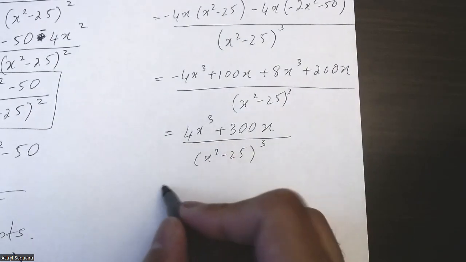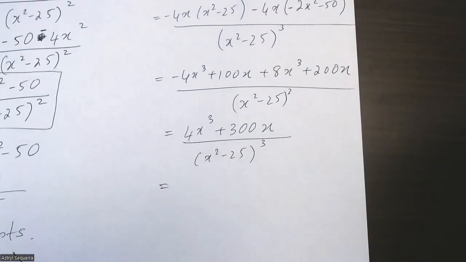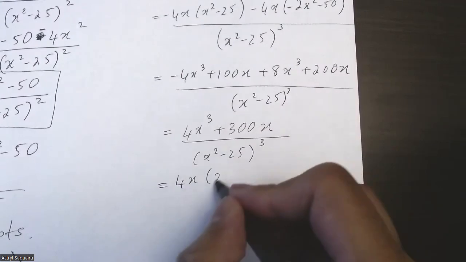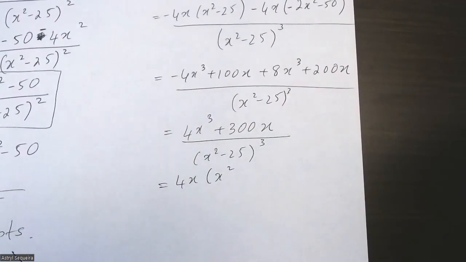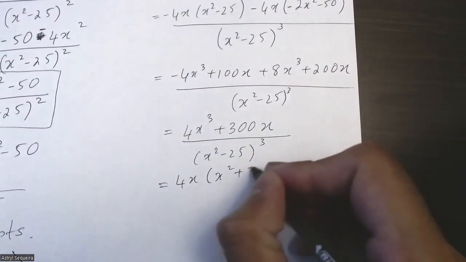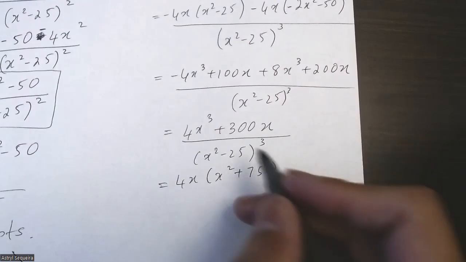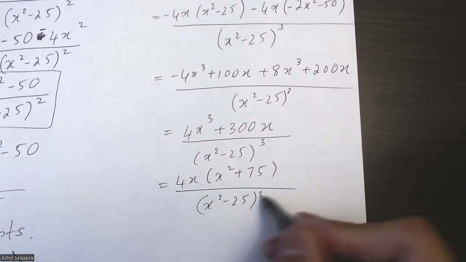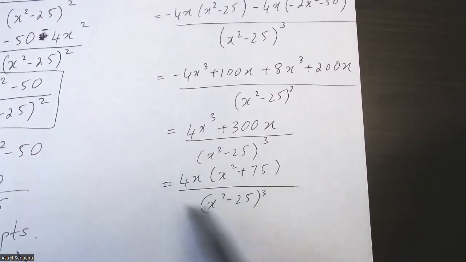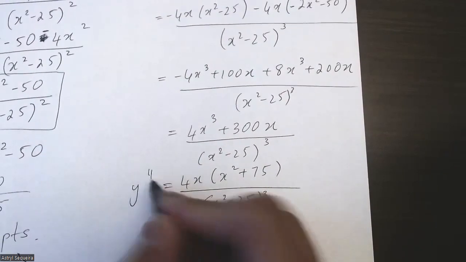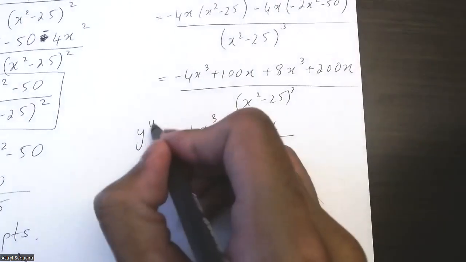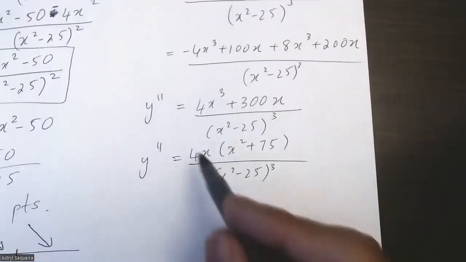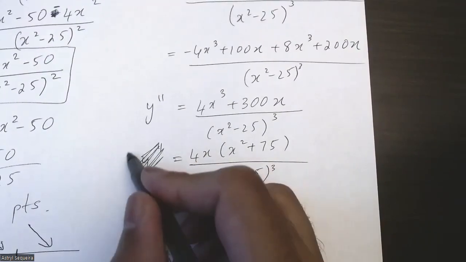Again, common factor out probably a 4x here. I think 300 divided by 4 is 75, but I'll double check that. Yep, it is. So this is my most derived equation, I guess. I factored a bit here, so this was also my y double prime. That one's fine as well to use. Actually, this one's probably better. But now I want to make it equal to 0 and solve.